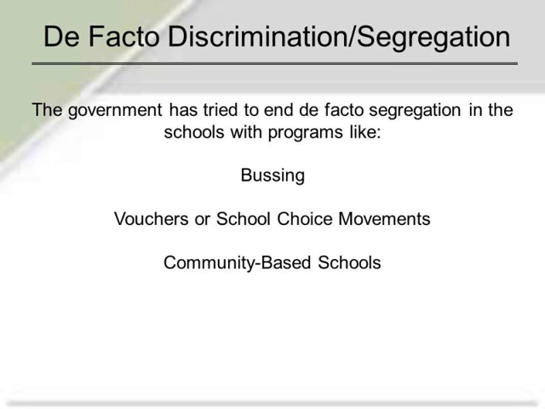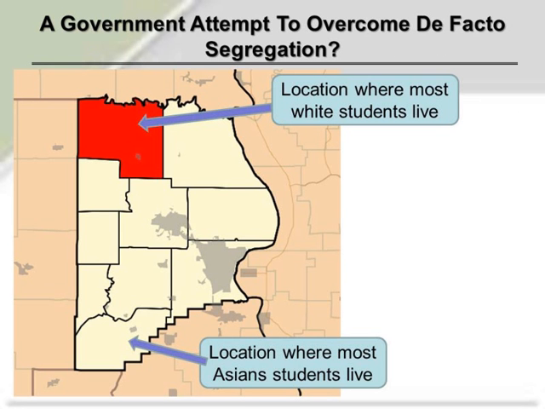And community-based schools are an idea that the government is trying, or that communities are trying, that is not nearly as controversial as vouchers, and they believe will be more successful than the idea of busing. And the way community-based schools work is this way. When we look at our schools in this country, most of our schools are neighborhood-based, which means you go to the school that's closest to where you live.